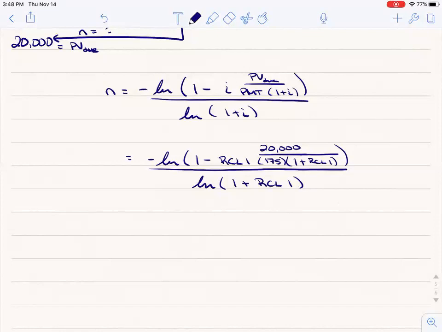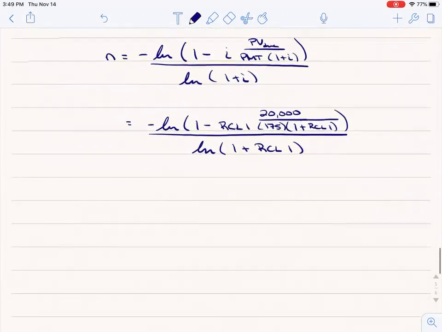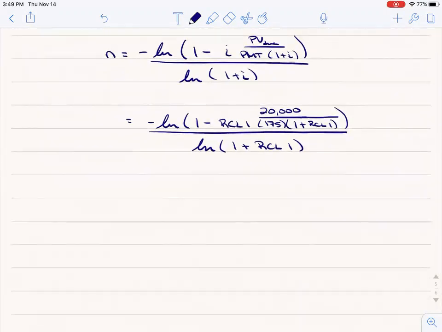All right. So starting inside my brackets, I have to deal with the multiplication and division first. So I'm going to start by dealing with the 20,000 divided by, and then in brackets, 175 times, and then another bracket, 1 plus recall 1, and bracket equals. I'll just do it all the way through, times recall 1, and then 1 minus that.